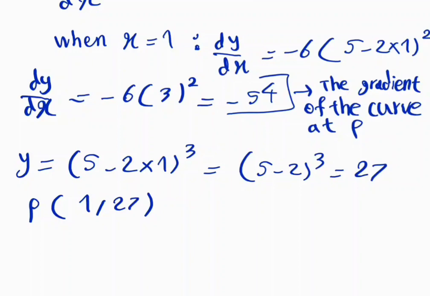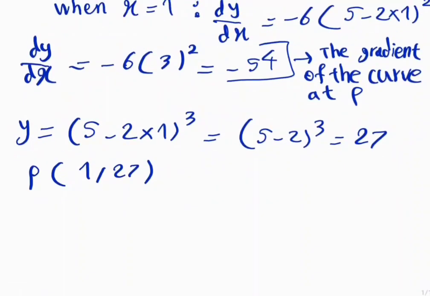Now we have everything, and we just need to use the equation of the straight line, and that helps us to find the equation of the tangent. So remember that this is the equation from chapter 5 of Pure 1. y minus y1 is equal to m times x minus x1. So this is the equation of a straight line, or in this case the equation of the tangent, because tangent is also a straight line. So y1 is the y coordinate of the point, in this case 27, and x1 is the x coordinate of the point, which is 1, and m is the gradient.